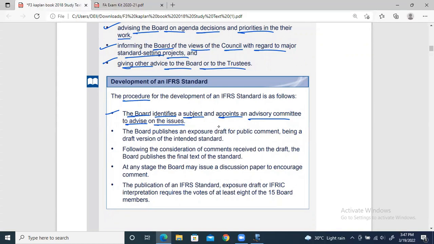They first find a subject, something that is not covered by us. Is there any kind of accounting standard not covered by us? They first find it and then they give the topic. After that, the board publishes an exposure draft for public comment.